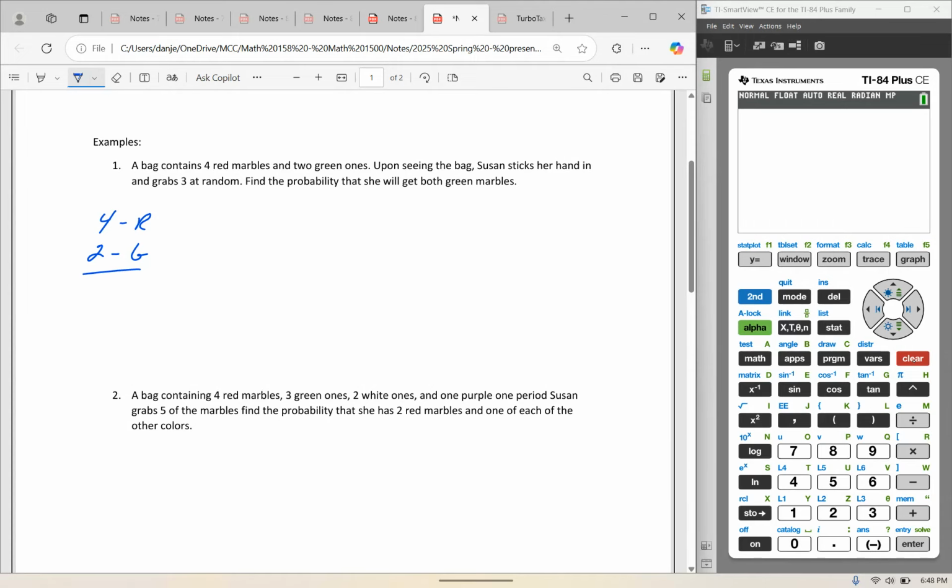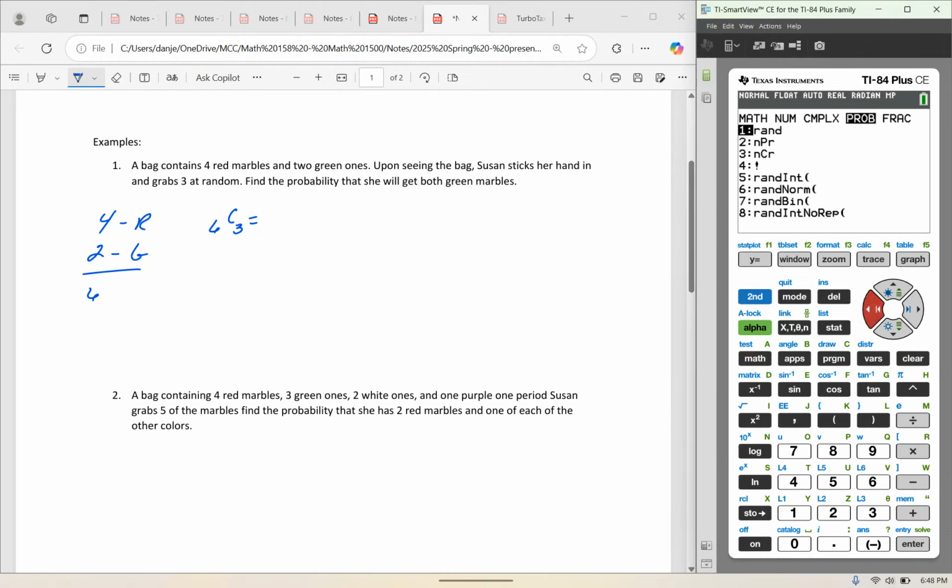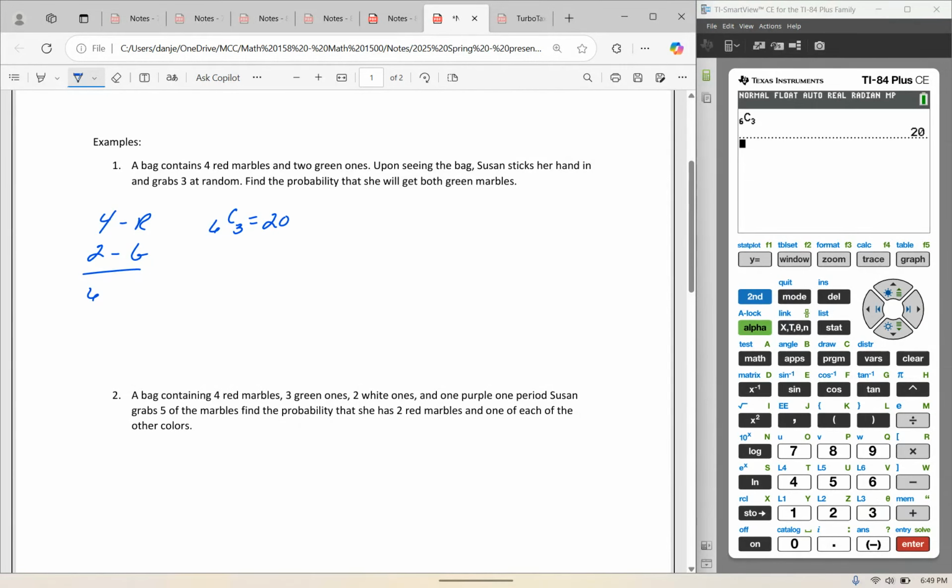Well, the first thing I want to notice is that there are 6 marbles total. If there's 6 marbles and she chooses 3 of them, we've done this before, that's 6 choose 3, and I'm going to use my calculator for this. Math, probability, number 3, 6 choose 3 would be 20. So there are 20 different combinations of 3 marbles, and we don't really care about the order that she picks the marbles. The question is, what's the probability that she gets both green marbles?